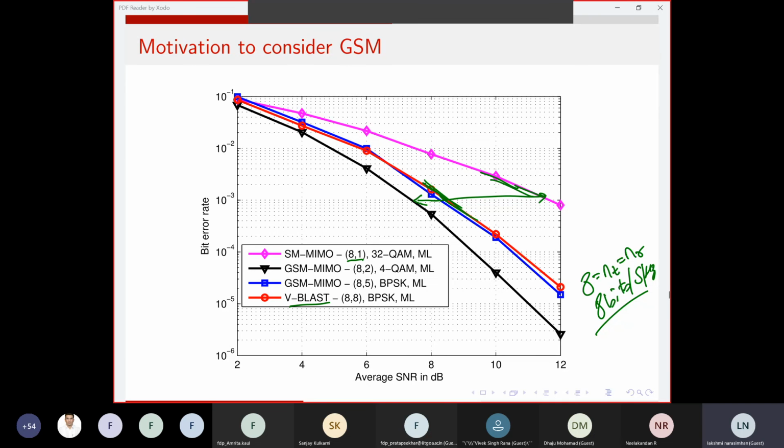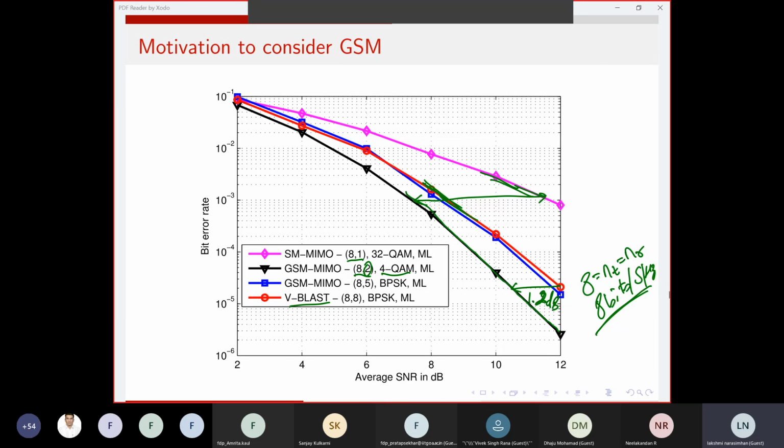And let's take the GSM system, that is, generalized spatial modulation. So the GSM with 2 RF chains, with 2 active antennas and 4 QAM offers 8 bits per second per hertz. But that performance is better than the spatial multiplexing performance by almost, if I look at 10 power minus 5, then the gap is almost 1.2 dB. So the power requirement is lesser to achieve the same performance by 1.2 dB.